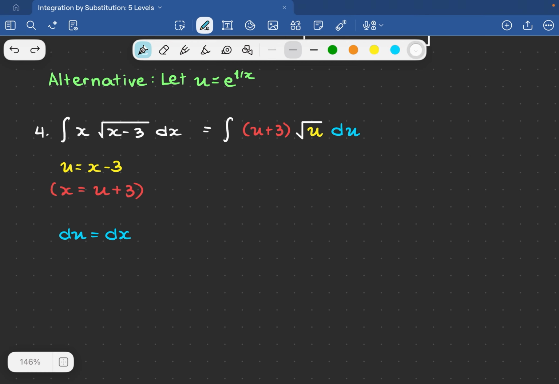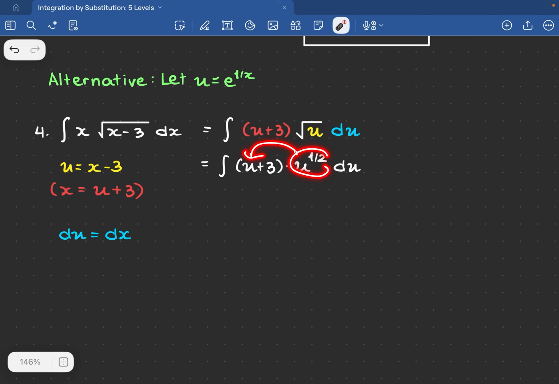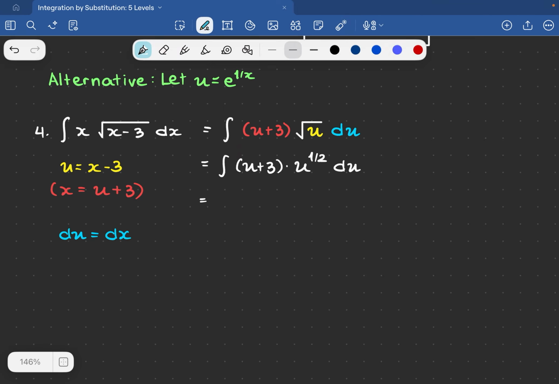Okay, so going back, now that we have this, we just need to simplify this. So observe that we can actually write square root of u as u raised to 1/2 du. From there, this is now easier to manipulate. So you just distribute this inside the expression. That will give you u raised to 3/2 plus 3u raised to 1/2 du.